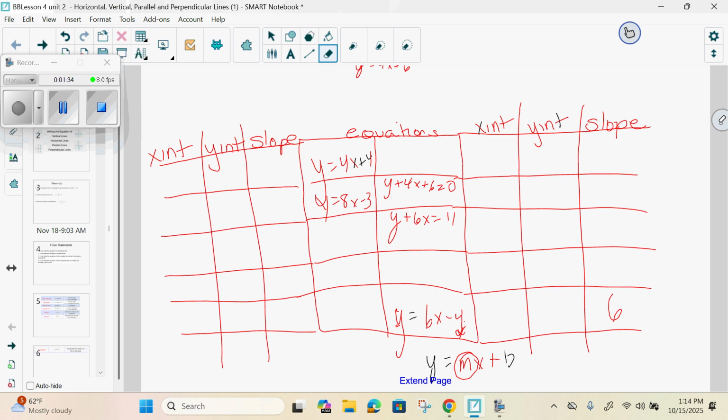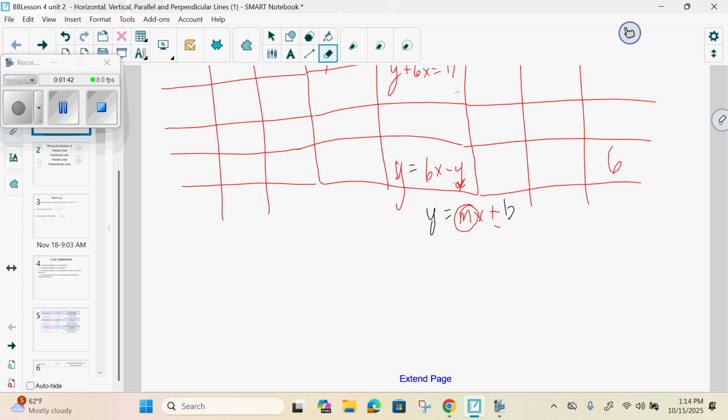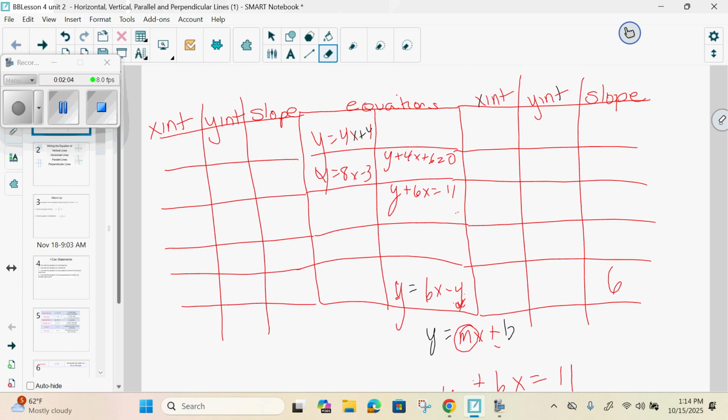So now, Kaylin, why do you think I picked this one? Because this one doesn't look like y equals mx plus b. Can I make that one easily look like y equals mx plus b? By doing what? Right? Bring the 6x to the other side. So if I subtract 6x to the other side, I get that. So I'm going to go back in this little box, right? And I'm going to write that's the same as y equals negative 6x plus 11.